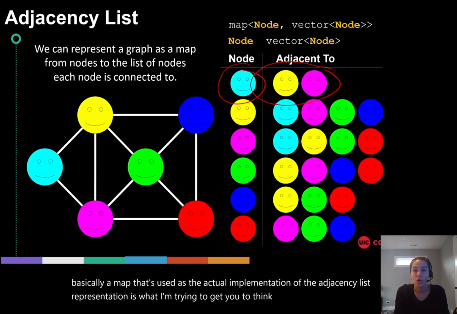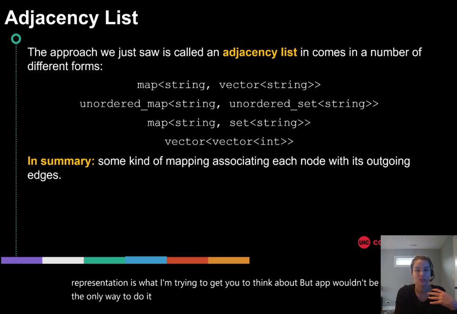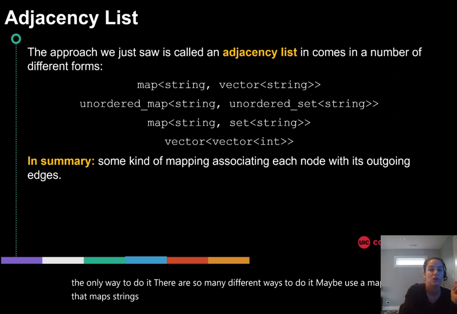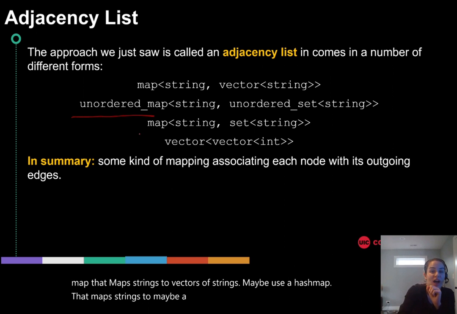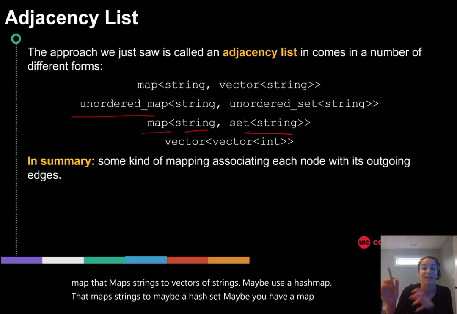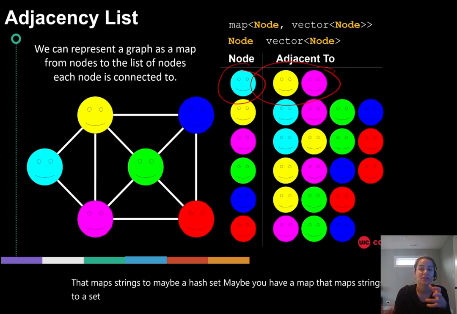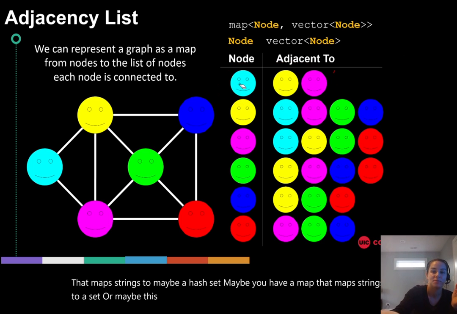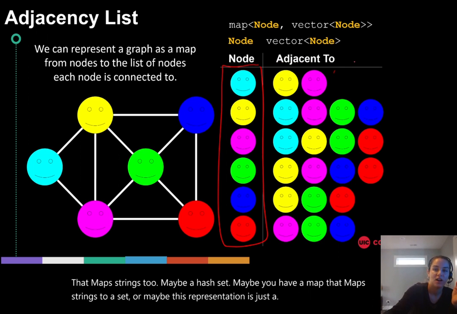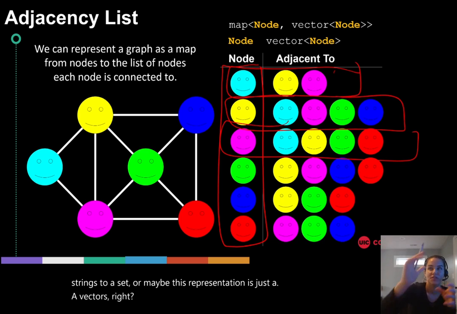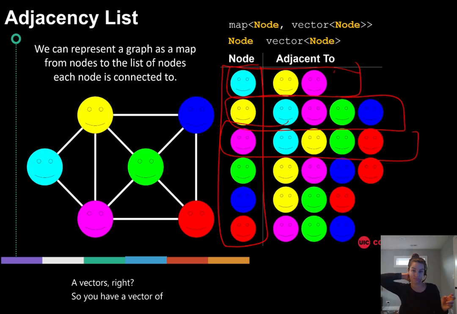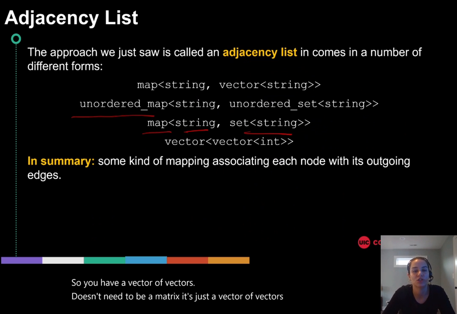But a map wouldn't be the only way to do it. There are so many different ways to do it. Maybe you use a map that maps strings to vectors of strings. Maybe you use a hash map that maps strings to a hash set. Maybe you have a map that maps strings to a set. Or maybe this representation is just a vector of vectors, right? It doesn't need to be a matrix, it's just a vector of vectors. There are so many different ways to do it.